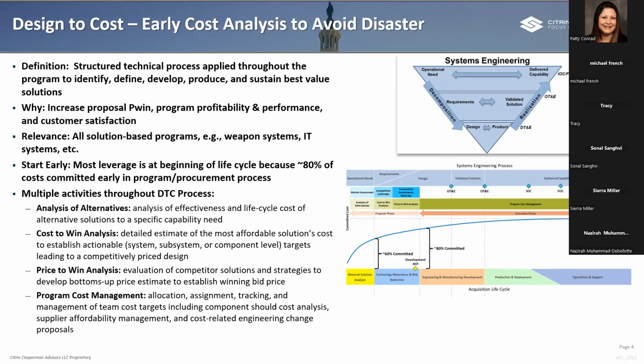You won, great. So all the costs associated with that are baked into the program, and we'll talk a little bit about that today. So it's an important item, because if that gets out of whack, you've got some problems. And we're going to look at a couple of activities that go on during the design to cost process. Analysis of alternatives, choosing the path you're going to go on, the costs associated with that. We'll talk a little bit about price to win analysis. We'll talk a little bit about program cost after winning.